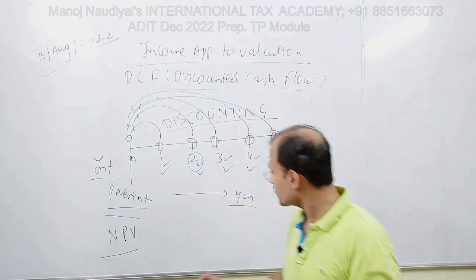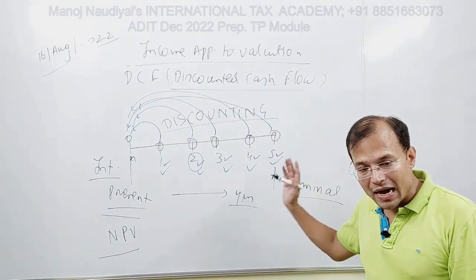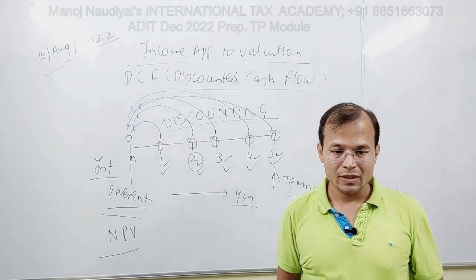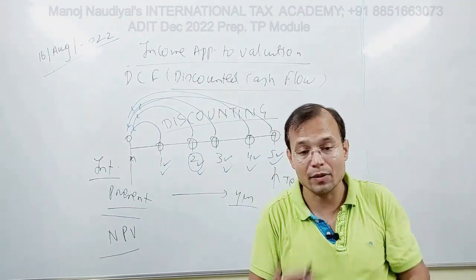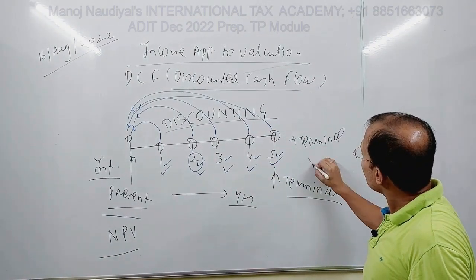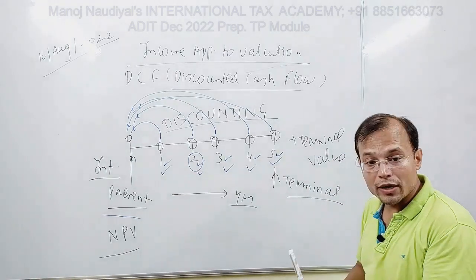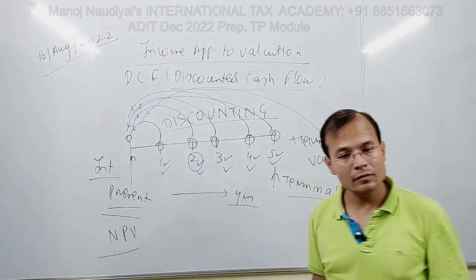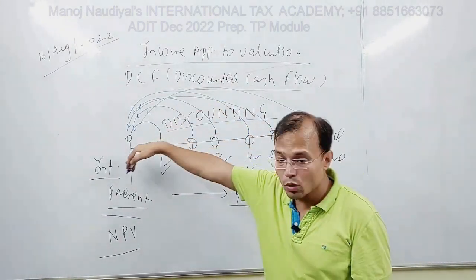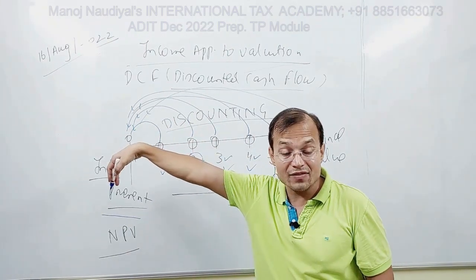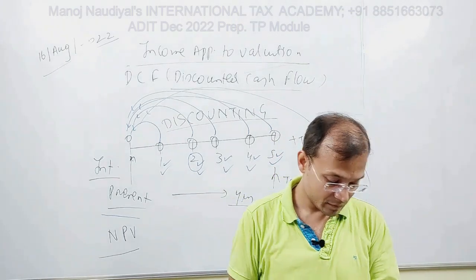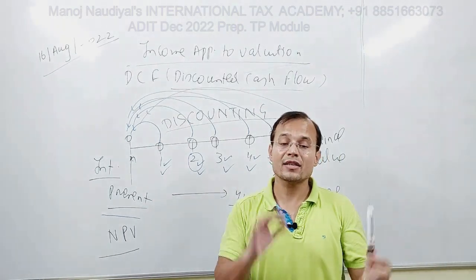One more point: at the end of the fifth year, you will also have a terminal value. It's like scrap value for that intangible. That terminal value will also be discounted. Is it clear? So the summation of all these five plus the terminal value, discounting all these six values, will give you the net present value of that intangible. Is it clear? So this is known as discounted cash flow.